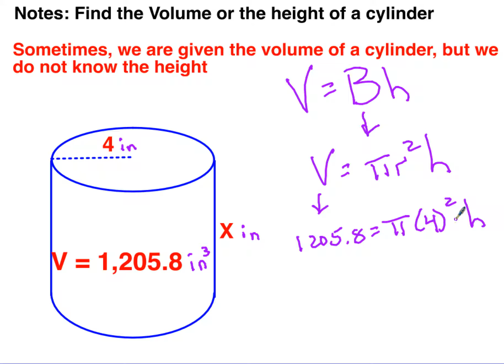I'm going to start simplifying. Yes, we can use a calculator to help us simplify. I'm going to first use my order of operations. I still need to evaluate my exponent before I do anything else. So I evaluate my exponent, 4 squared, and that's going to give me 16 pi times h is still equal to 1,205.8.